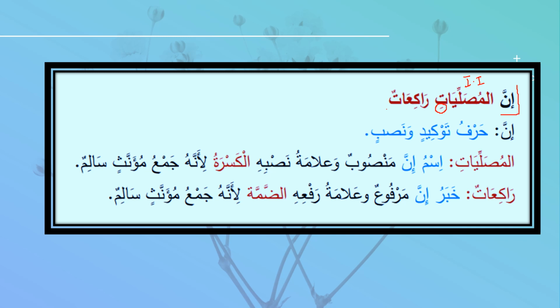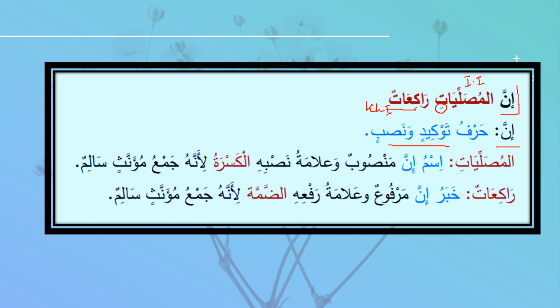Raki'atun. Now this is khabar inna. This is very easy. Let's do the Arab quickly. Inna harf tawkid wa nasb. Remember, dear friends, whenever you do the Arab of inna, as I told you, inna is the only particle of emphasis. Tawkid means emphasis. So in Arab, you have to mention harf tawkid wa nasb. And why we say nasb? Because it makes the noun into nasb position, right?